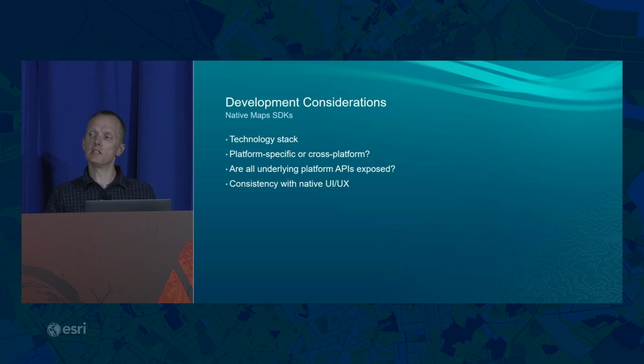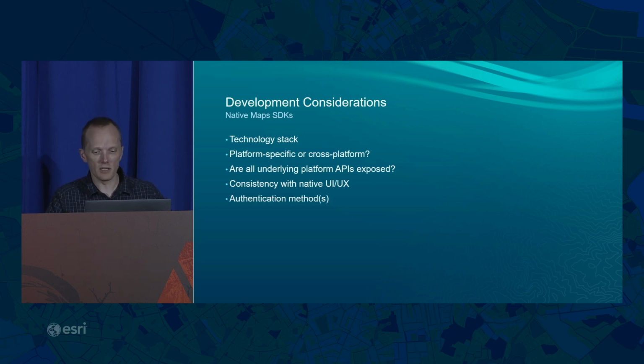And then what about consistency with the native UI or native UX? So within cross-platform SDKs, some of them enable you to build applications that are completely consistent with the native UI on that device. So a button on iOS looks like a button, as you would expect in an iOS application. Other cross-platform SDKs give you more consistency across, essentially within your application, across all platforms. So your application looks the same on each platform that it runs on, but it doesn't necessarily look consistent with other applications running on that specific platform.